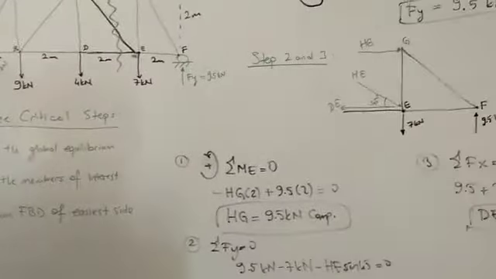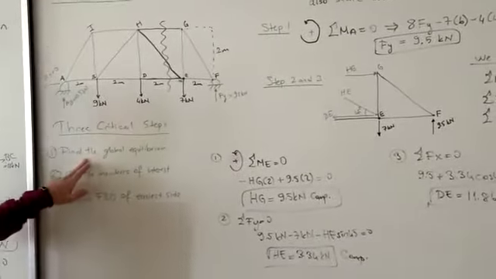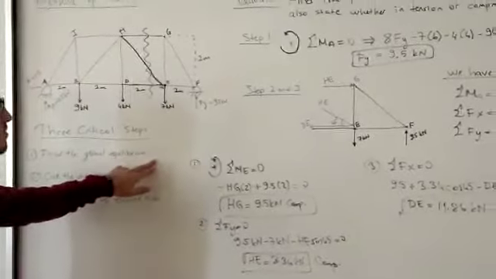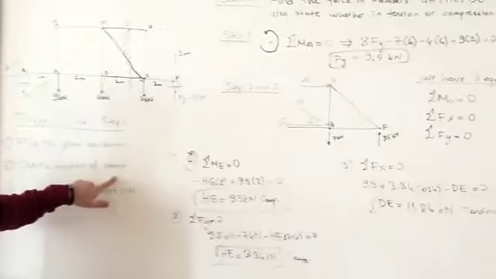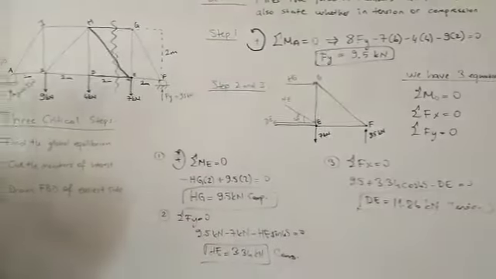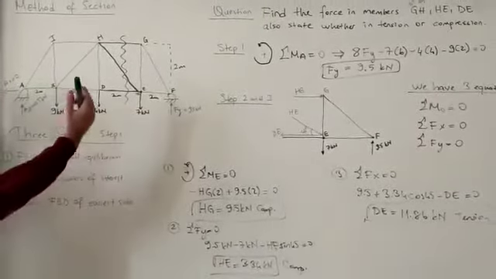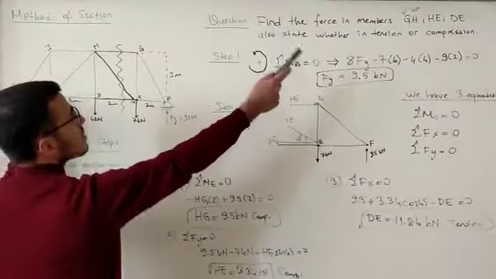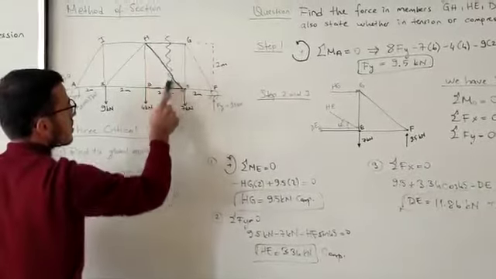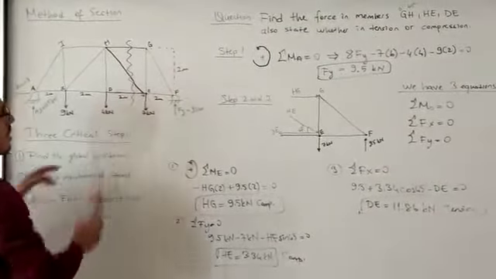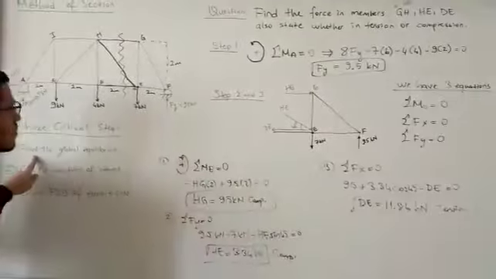For this type of question, we use 3 critical steps again. Step 1 is to find the global equilibrium and the reactions on supports. The second one is to cut the members of interest, which members we need to use. And the third one is to draw an FBD of the easy side. When we look at the question that asks to find these special members, and we draw and cut here, we need to use the section method. The first thing we need to start with is the global equilibrium.